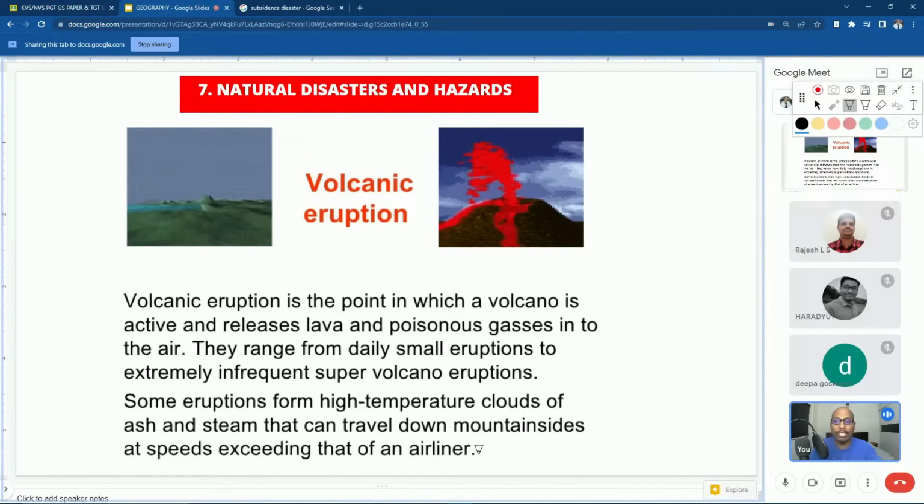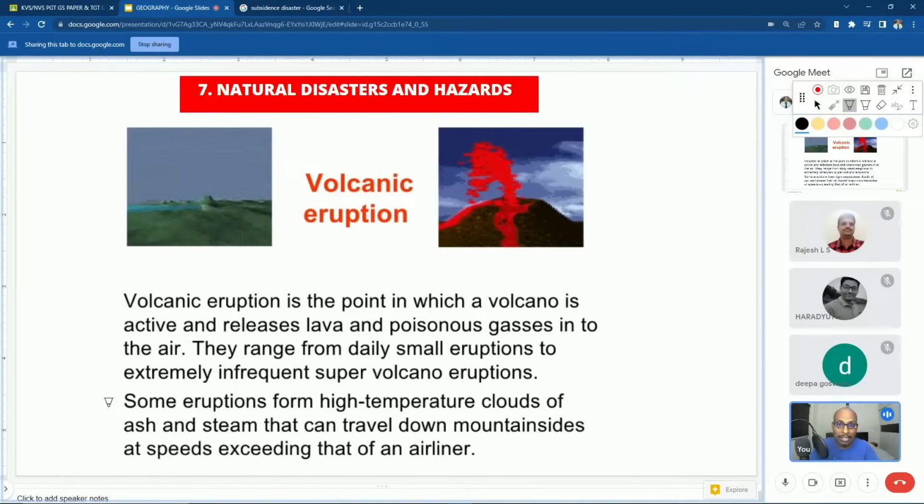And the third one is volcanic eruption. Volcanic eruption is a point at which a volcano is active and releases lava and poisonous gases into the air. They range from daily small eruptions to extremely infrequent super volcano eruptions. Some eruptions form high temperature clouds of ash and steam that can travel down mountains at speeds exceeding that of an inter-city train.